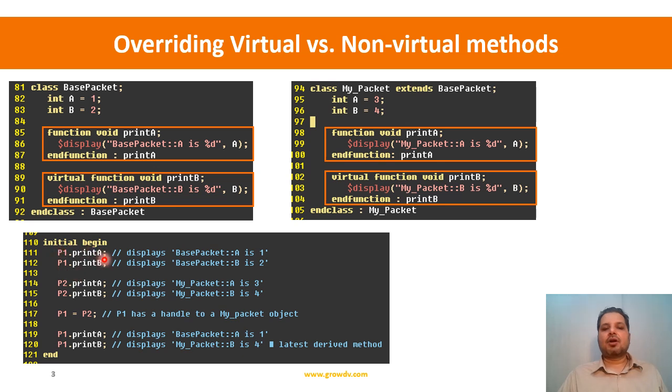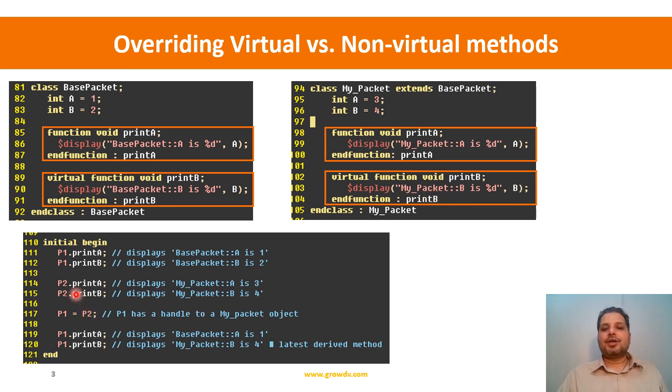So I call P1 dot print a, this is of the type base packet, so it's going to display 1, and I call P1 dot print b, it's going to display the value of 2. Okay, both of them are base class. Non-virtual, virtual doesn't matter. This only comes into play when we do the extension or the inheritance, right?